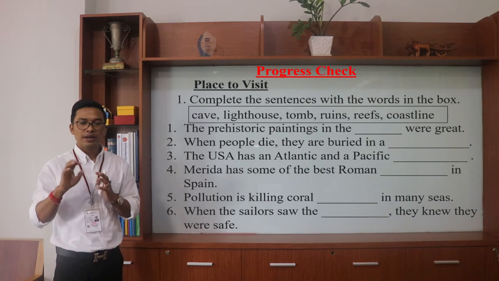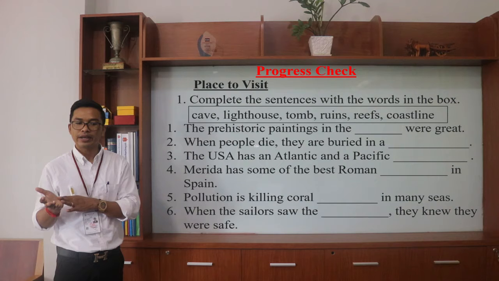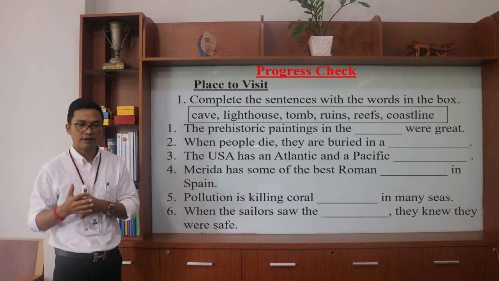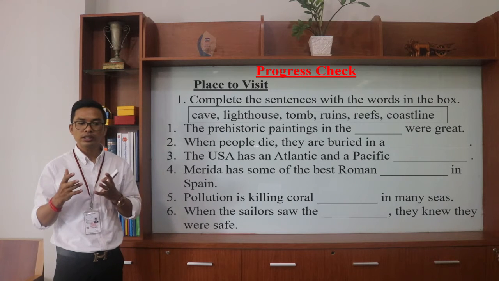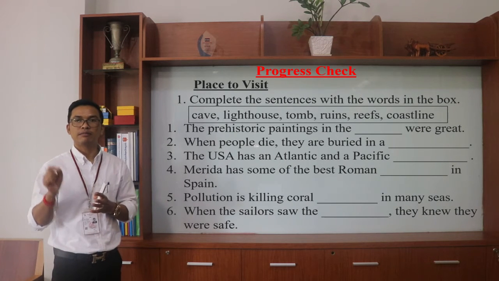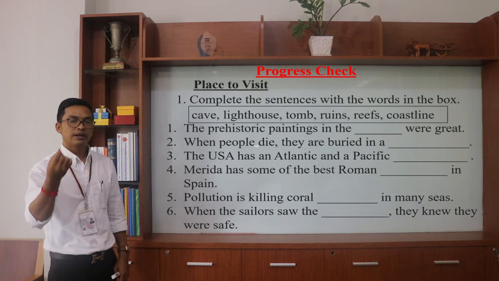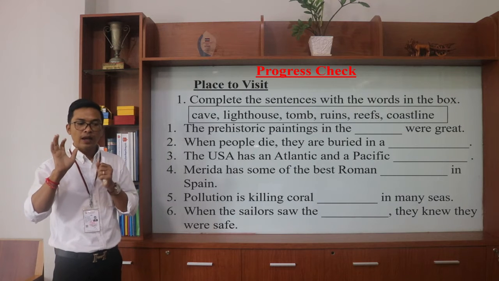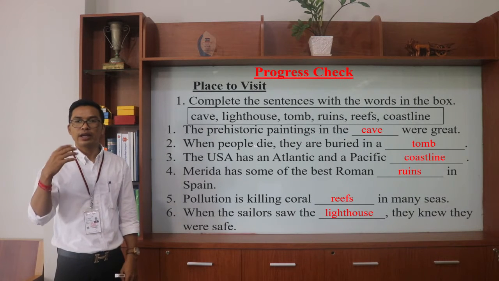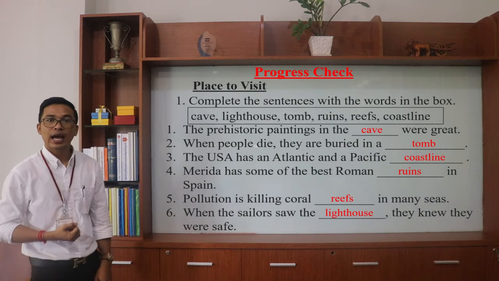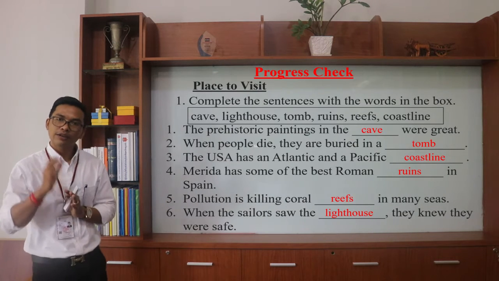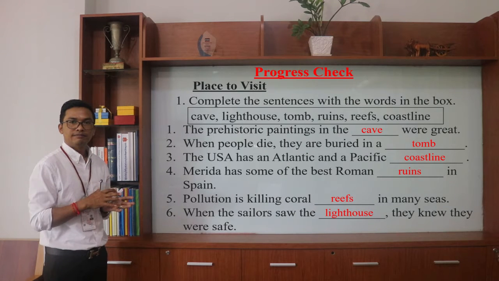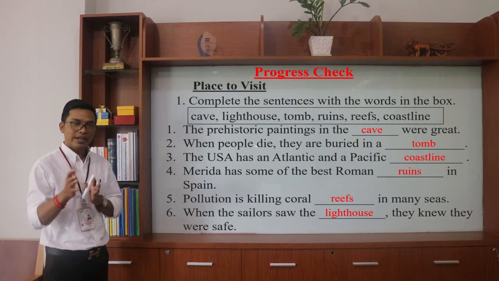And number four, Manila has some of the best Roman ruins. Ruin means a destroyed building, an ancient destroyed building, right? In Spain. Number five, pollution is killing coral reef in many seas, because you see many seas. So reef means the stone in the sea or in the river. And then number six, when the sailors saw the blah blah blah, they knew they were safe. So the last word is lighthouse. Right, that's it. If you have any concern with this vocabulary, refer back to your journal book or video. Right. Next exercise here.